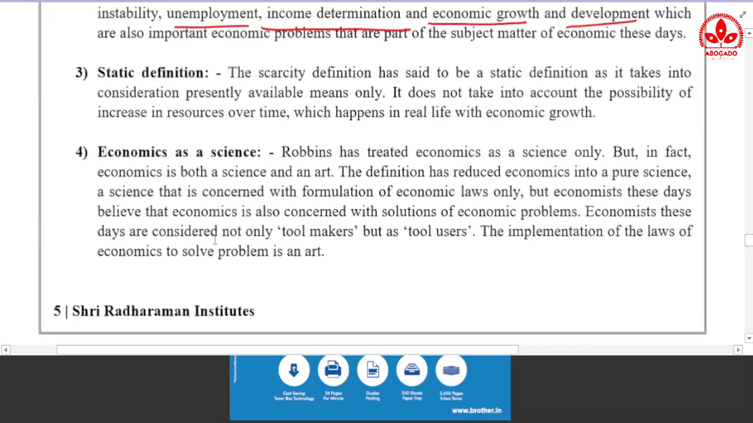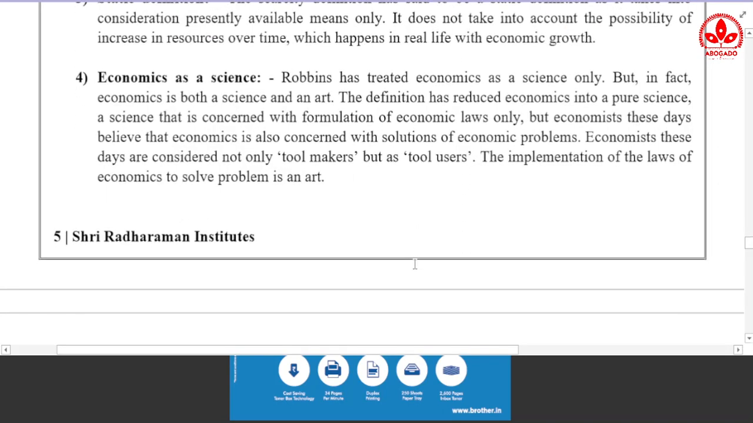And the last one is economics as a science. Robbins has treated economics as a science only, but in fact economics is both a science and an art. This definition has reduced economics into a pure science, a science that is concerned with formulation of economic laws only. But economists these days believe that economics is also concerned with the solution of economic problems. Economists these days are considered not only as tool makers but as tool users. The implementation of the laws of economics to solve problems is an art.